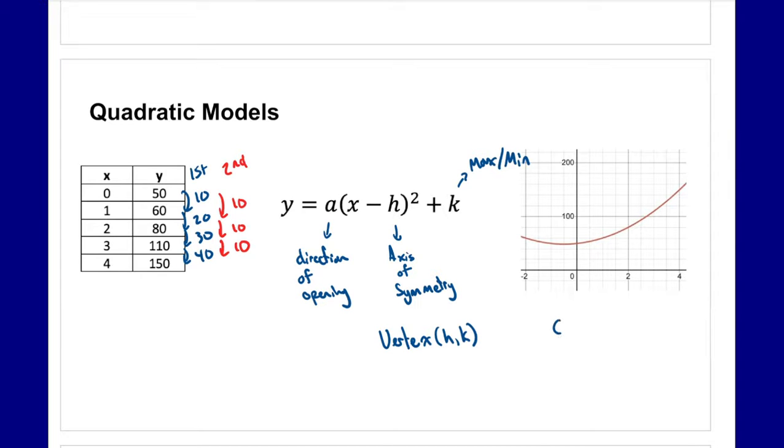Graphically speaking, we do see a curved line. It tends to be either an N shape if it opens down or a U shape if it opens up. So generally speaking, that's what the models will look like. Now our data may only show half of that depending on what the scenario is, but our models should show a curved line, either a U or an N shape.